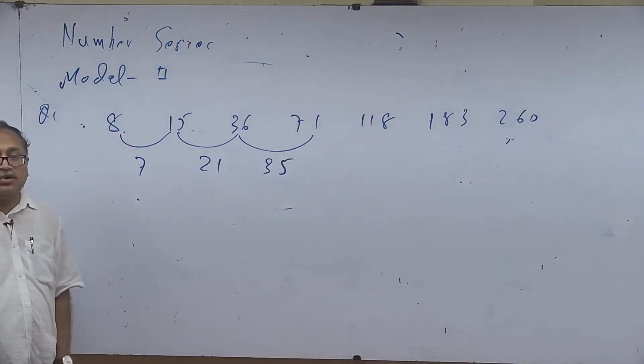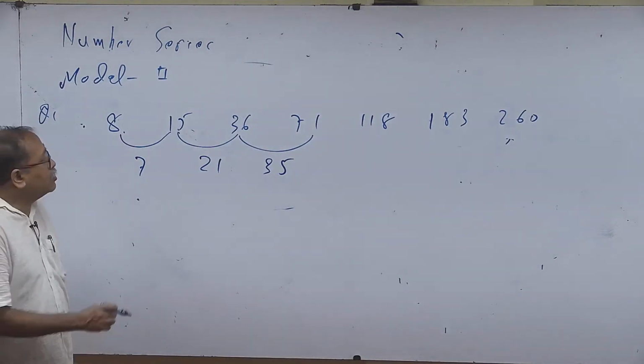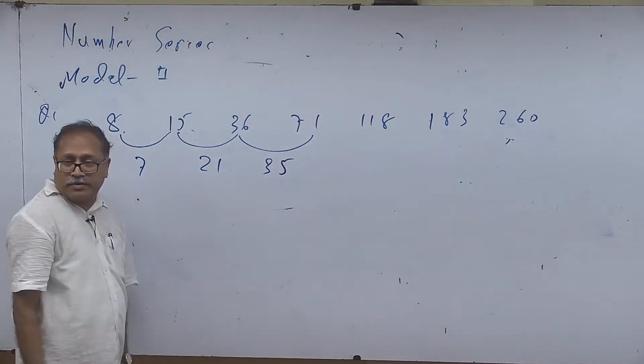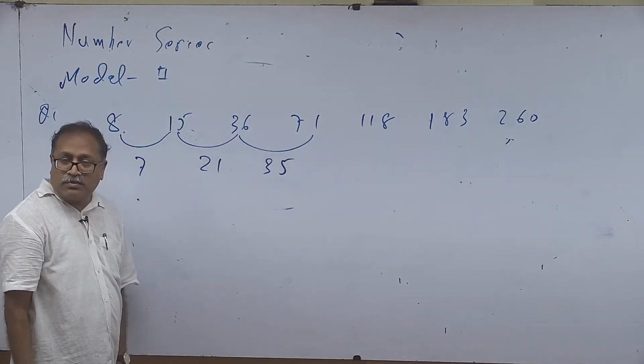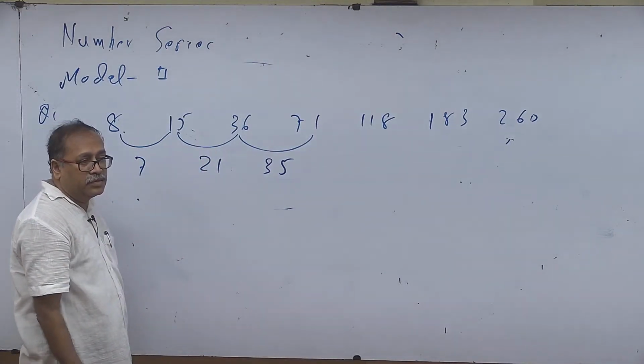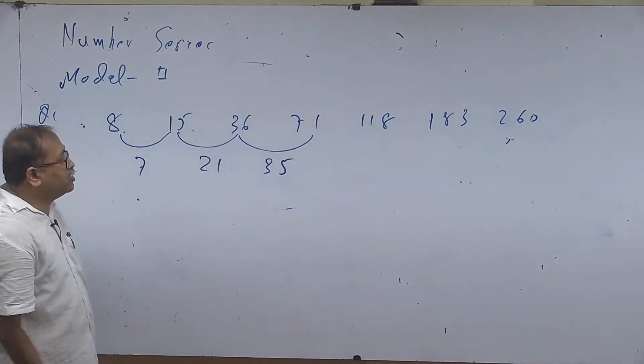Thankfully, the wrong number is not in the first place. If the wrong number is this one or this one, we will not be getting the logic here. Many a time, the wrong numbers are placed in the very first part of the sequence, but it is not in this case.